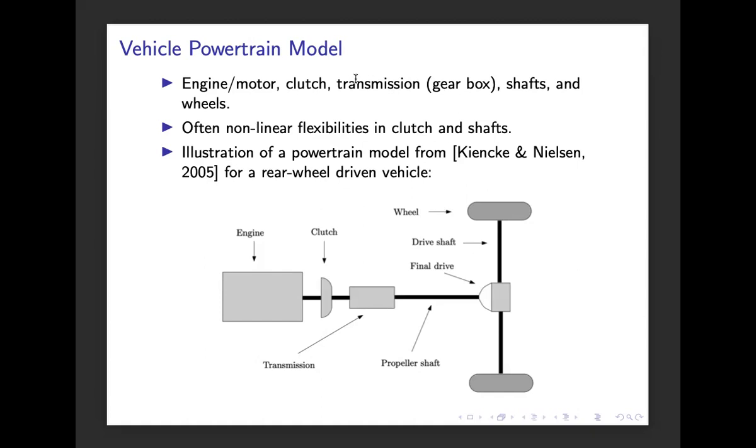So what could be interesting here, and what often is a challenge in the modeling, is that because of these quite long shafts and also non-linear flexibilities in the clutch here, this could be a quite challenging system identification task to determine parameters and parameterize the different components that we need to establish a description of this system here.